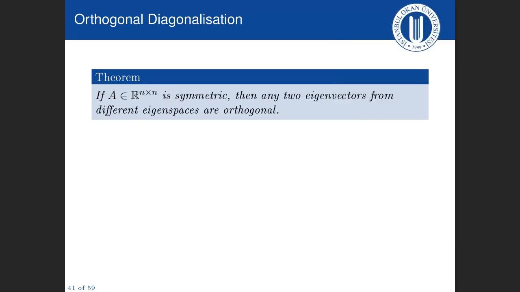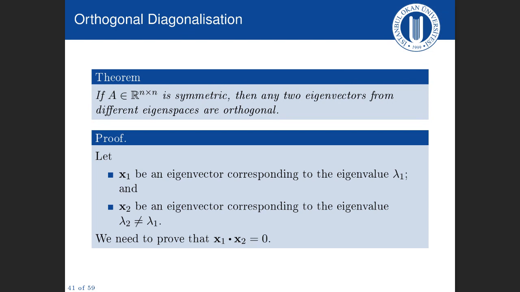Here's a theorem I do want to prove. If A is a symmetric n by n matrix, then any two eigenvectors from different eigenspaces are orthogonal. So, first of all, some notation. We want two different eigenvectors. We want two eigenvectors from two different eigenspaces.